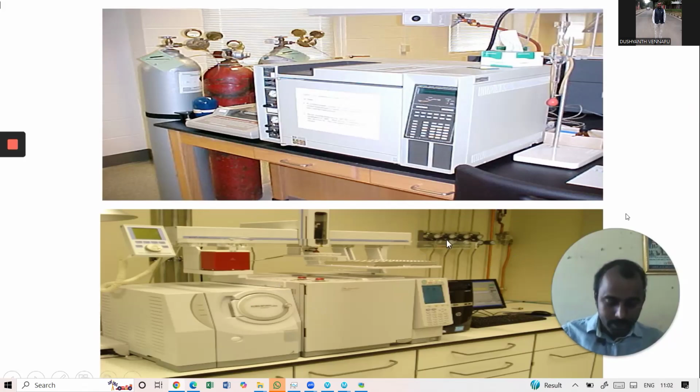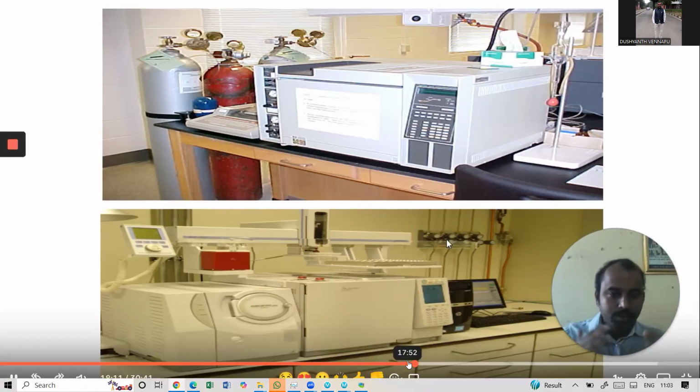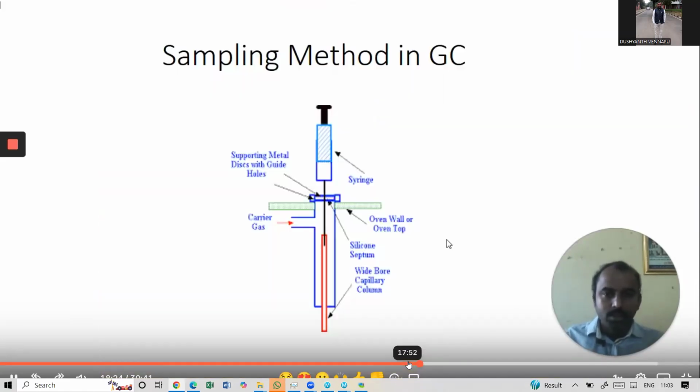purifiers, a gas purifying system. Generally they have silica or some other material which removes unnecessary moisture from the input gases. Now your gases are free from moisture and unwanted things. Now the gas will flow into the system and you will separate. So this is the sampling method in GC. We will see it in one of the animations which I will tell you about now.